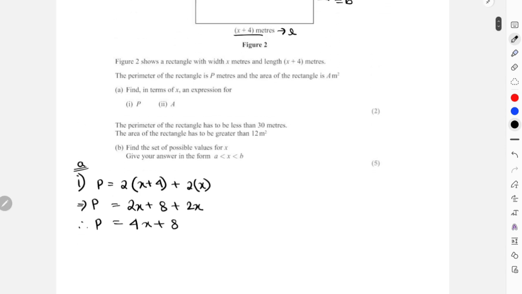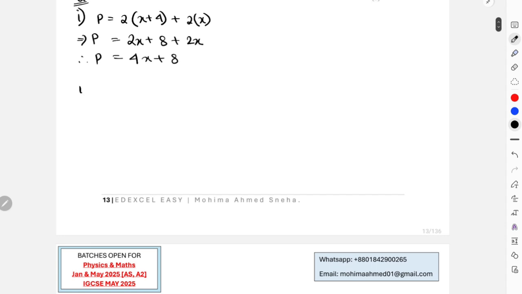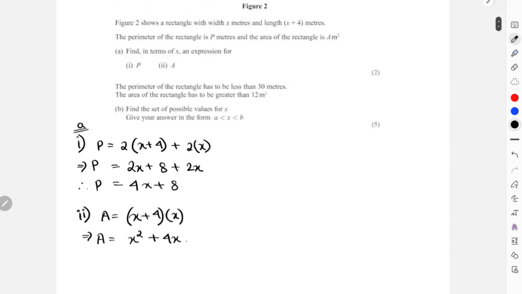Similarly, we have to find out the area, that is length into breadth. So for area, which is going to be x plus 4 with x, eventually area is x square plus 4x, right? Yeah, this is it. Now after this, they have said that the perimeter of the rectangle has to be less than 30 meters. The area of the triangle has to be greater than 12 meters. Find the set of values for x.